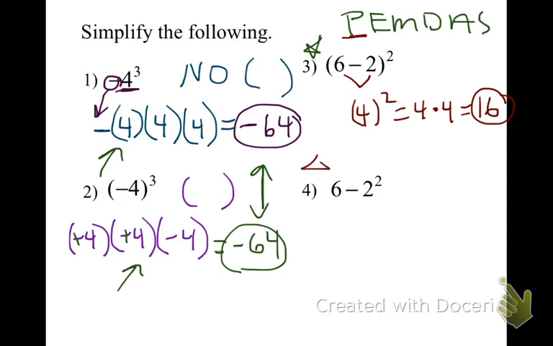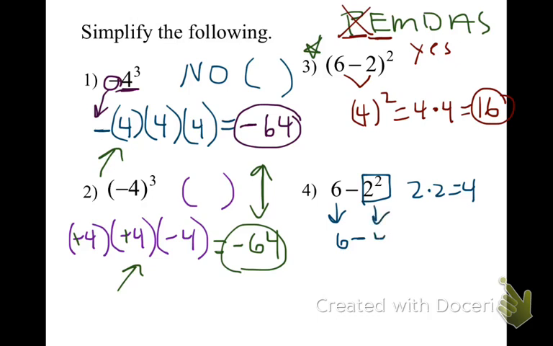Now, let's look at number 4. Once again, don't forget your PEMDAS. So let's go and solve this. Now, do I have any parentheses? No. Exponents? Yes, I do. So let's see, my 6 stays the same, my negative stays the same, but I have my 2 squared, which is 2 times 2, which will give me 4. So I bring down then 4, with 6 minus 4, I get 2. So 2 is my answer.